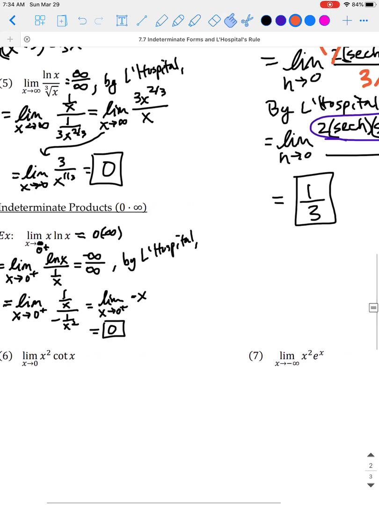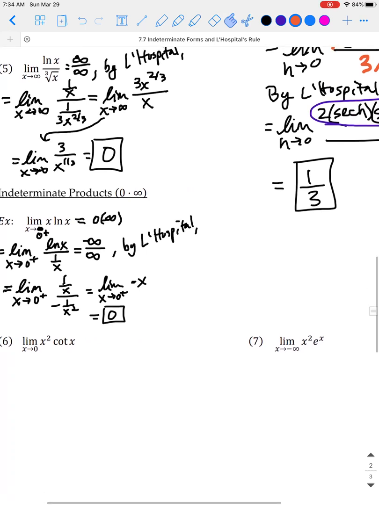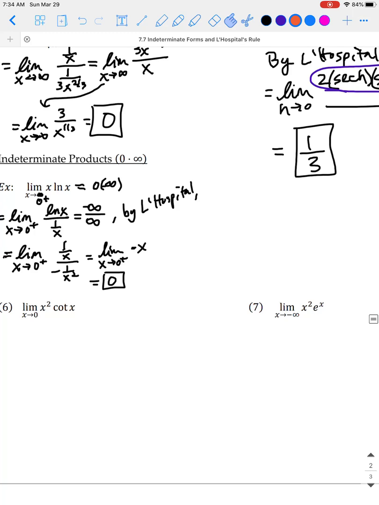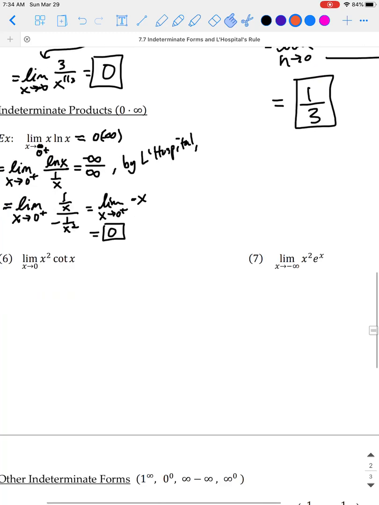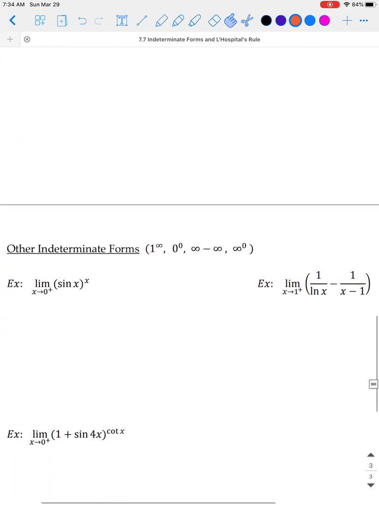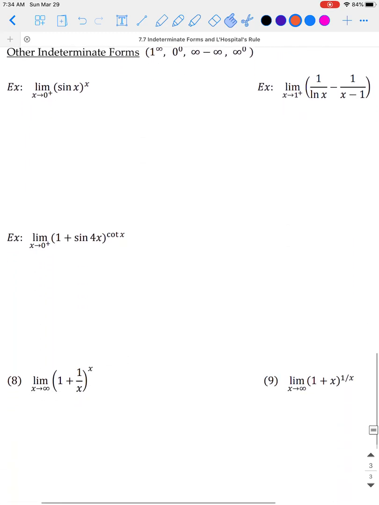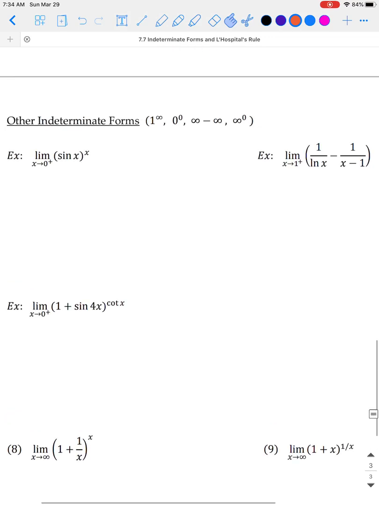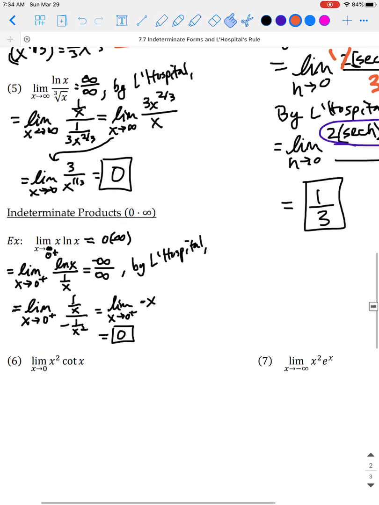For the two examples below, 6 and 7, I'll let you do those on your own. You can check the notes online and see where you get from there. Okay, and so we're going to stop the video here, and next time we're going to look at some other indeterminate forms.